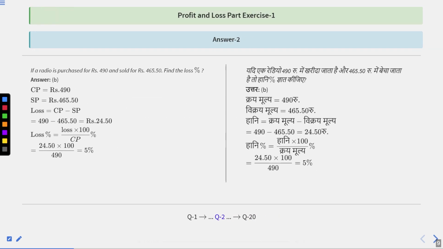The question says that cost price is 490 and selling price is 465.50. So what is the loss? When loss happens, the cost price is more than the selling price. In this question, cost price is 490 and selling price is 465.50. When we subtract 490 minus 465.50, we get 24.50 rupees. So loss is 24.50. So what is loss percent? Loss multiplied by 100 upon cost price. When we solve it, we get 5% loss. So B is the correct answer.